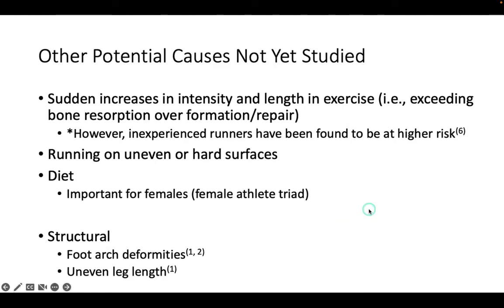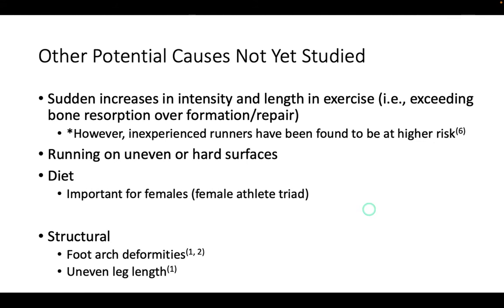Some other potential causes that I know authors suggest, but it just really hasn't been studied or identified completely yet. Sudden increases in intensity and length of exercise. The whole point is basically you're not strong enough to bear these exercises, and so you're exceeding bone resorption over formation or repair, again leading to tibial stress.